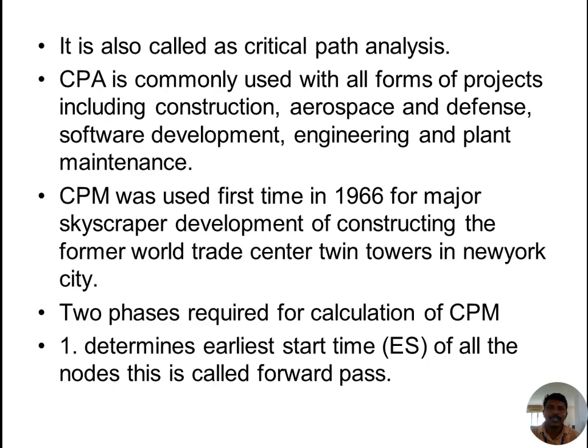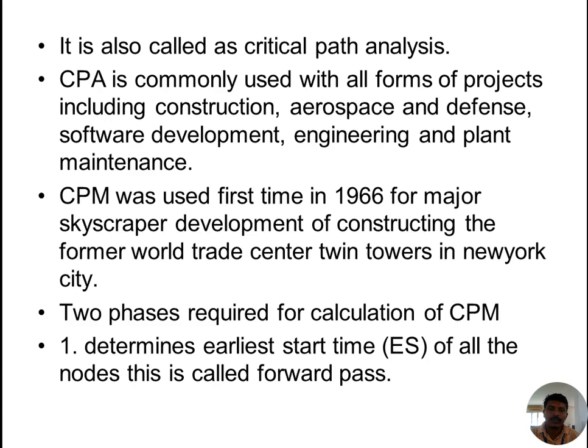It is also called critical path analysis. Critical path analysis is commonly used with all forms of projects, including construction, aerospace and defense, software development, engineering and plant maintenance. The critical path method was first used in 1966 for the major skyscraper development of constructing the former World Trade Center, the Twin Towers in New York City.